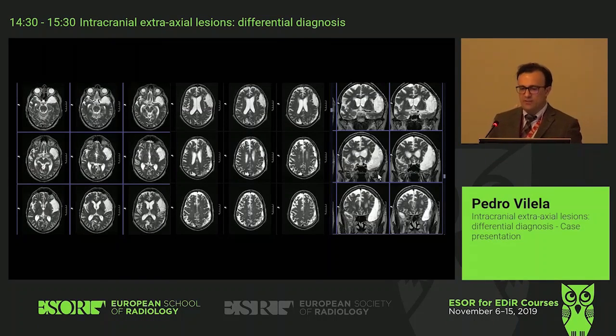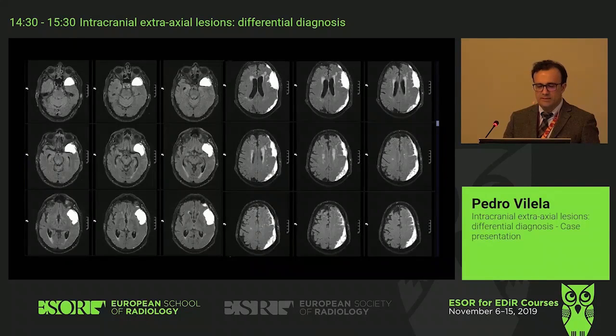Okay, extra-axial lesion. So you have something happening here. We are not understanding this very well. If it was not for this upper part, if you just look at this image, you would say that this is what? Arachnoid cyst, right?